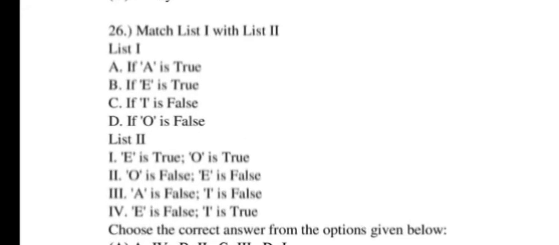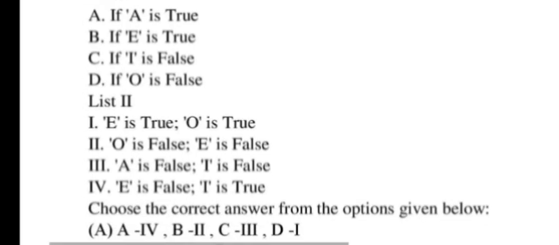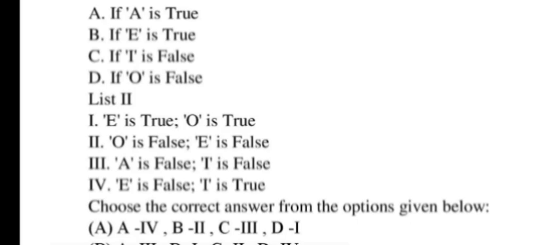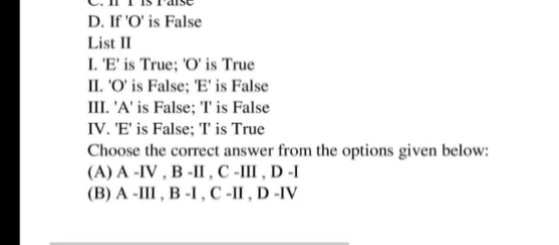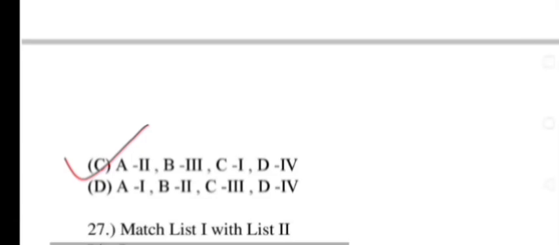It says match list 1 with list 2. In list 1 we have: A, if A is true; B, if E is true; C, if I is false; D, if O is false. List 2 says: 1, E is true; O is true; O is false; E is false; A is false; I is false; E is false; I is true. Now these are the options for you: A4 B2 C3 D1, A3 B1 C2 D4, A2 B1 C1 D4, A1 B2 C3 D4. For 26, it will be A1 B3 C1 D4. That means number C will be correct.